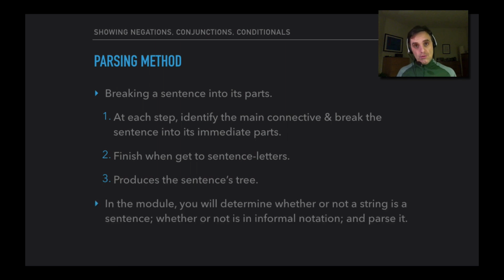So in the module, and I'll show you this in the next video, you'll be given a string, and you'll have to say, is it a sentence or not? If it is a sentence, is it in official or informal notation? And then you'll have to break it apart, if it's a sentence. If it's not a sentence, then it doesn't have a tree, right? Because the tree says, here's how the sentence was built according to rules. So you can only build a tree for something that was built grammatically, because it's showing how it was built grammatically. If it can't be built grammatically, there's no tree for it.